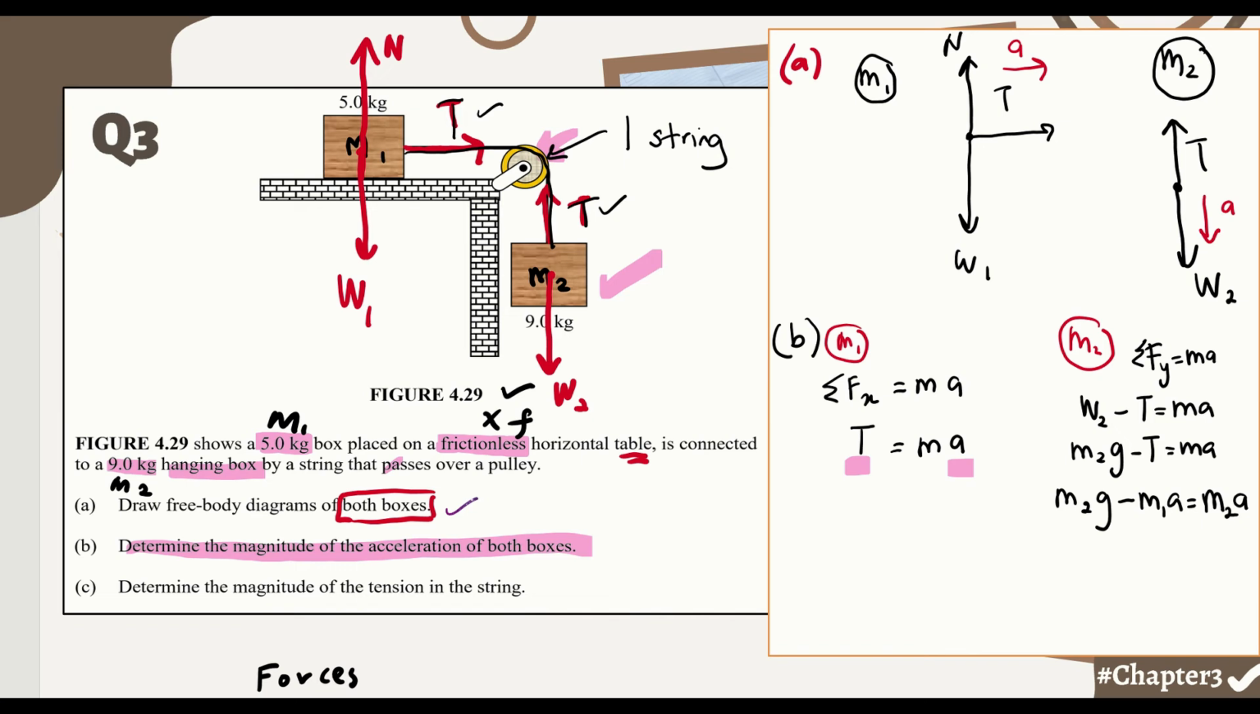Now we can factorize the equation. M2g is equal to (M1 plus M2)a, and substitute: a is equal to M2 is 9, g is 9.81, over M1 plus M2, which is 9 plus 5. Then finally you have your a equal to 6.3 meters per second squared.